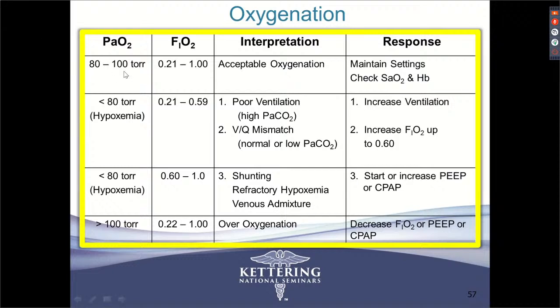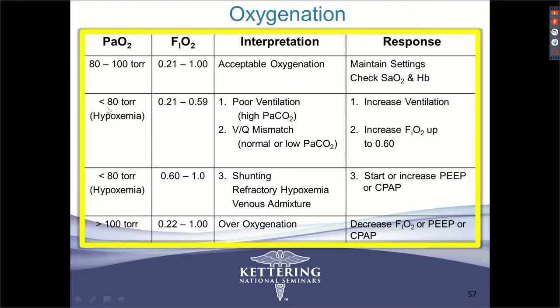So PaO2 is 80 to 100 on an FiO2 of 21 to 100%. That's going to be interpreted as acceptable oxygenation on the test. And our response on the test is going to be maintain any settings, no change in FiO2 or anything. Check the SaO2 and hemoglobin to make sure those are acceptable. Because again, if those aren't good, then you don't have good oxygen carrying capacity, and you need to fix that.